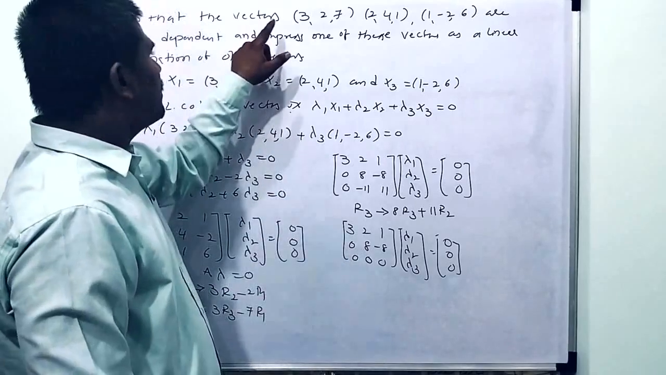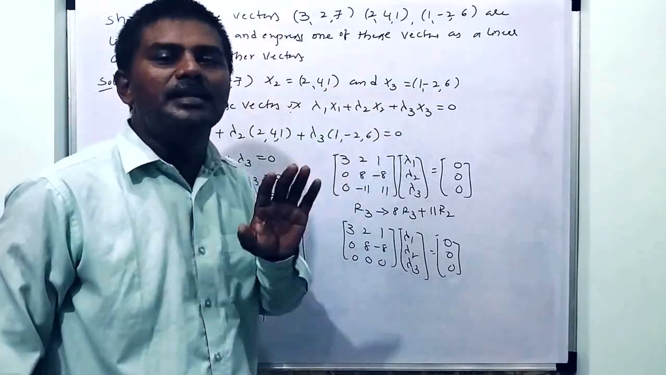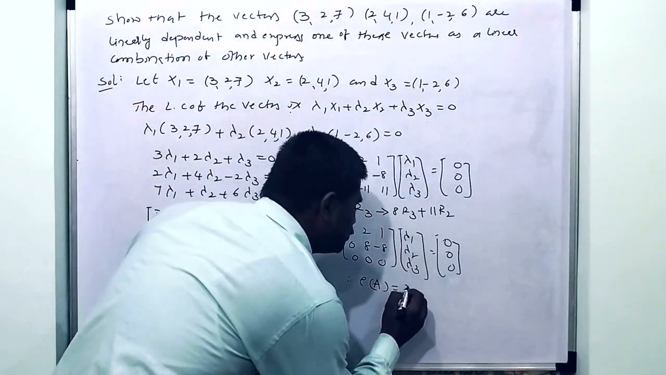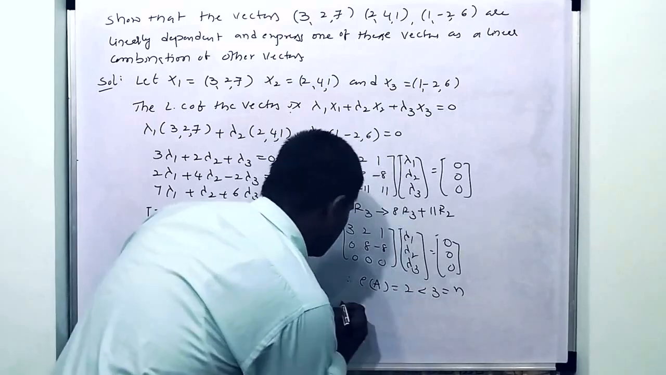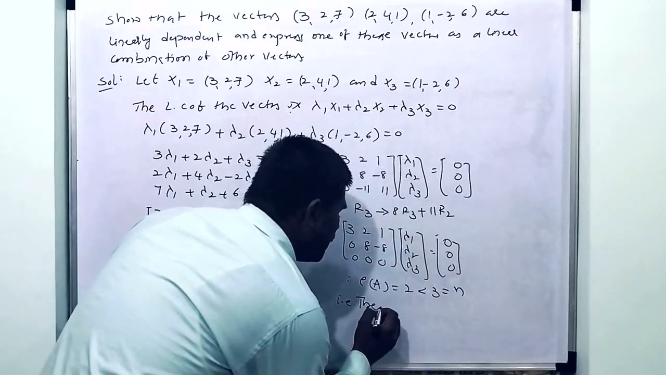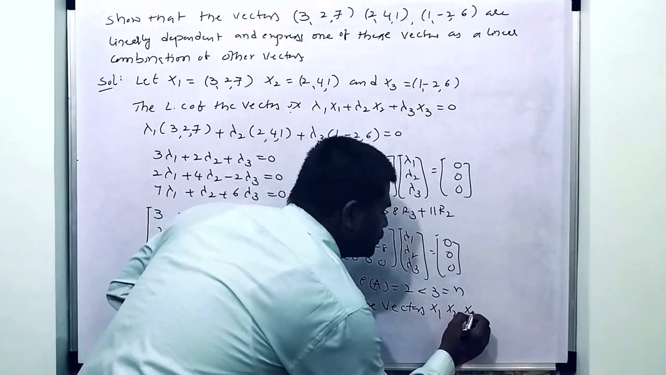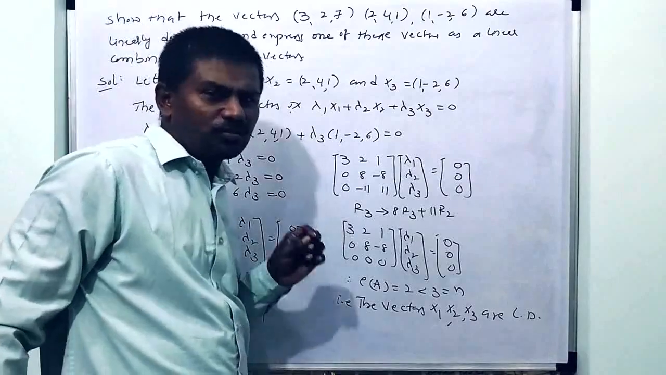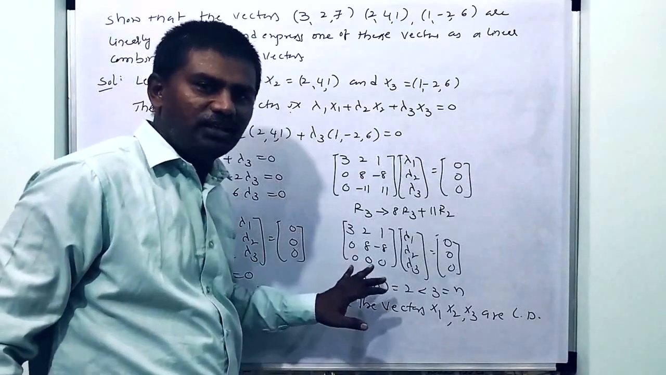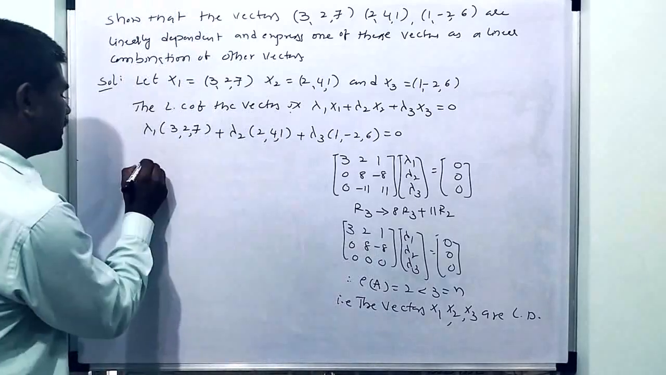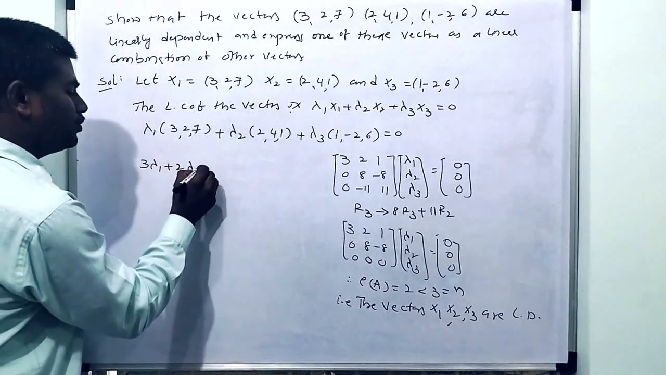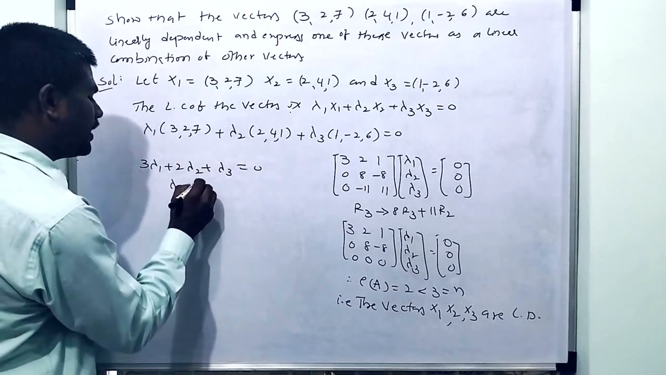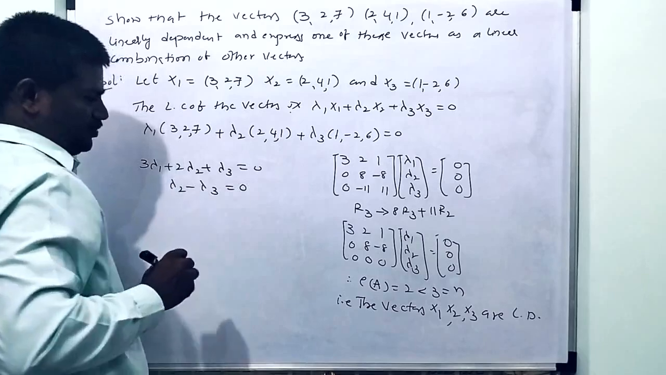That is, the vectors x1, x2, x3 are linearly dependent. Therefore, rank of A is equal to 2, which is less than 3, equal to n. That is, the vectors x1, x2, x3 are linearly dependent. To find the solution, let us write the equations: 3 lambda 1 plus 2 lambda 2 plus lambda 3 equal to 0 and lambda 2 minus lambda 3 equal to 0.